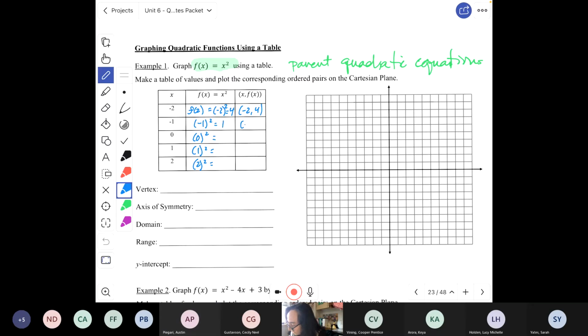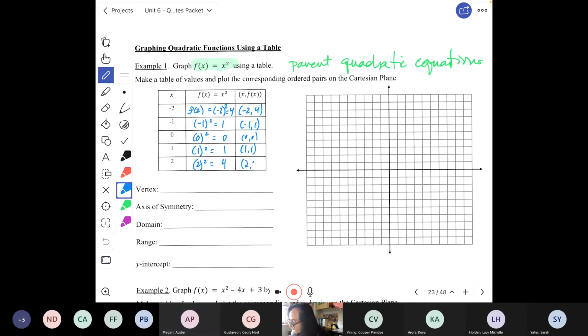1. Okay, giving me this point. For the input 0, the output would be 0. Yes, giving me this point. Input 1, output would be 1, giving me this ordered pair. And last but not least, if I let X equal 2, the output is 4.